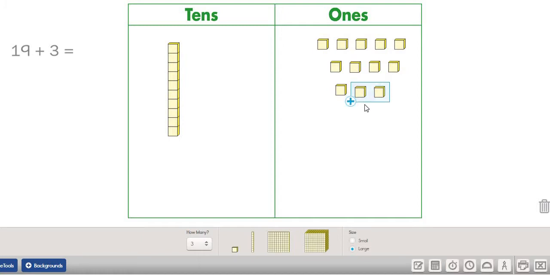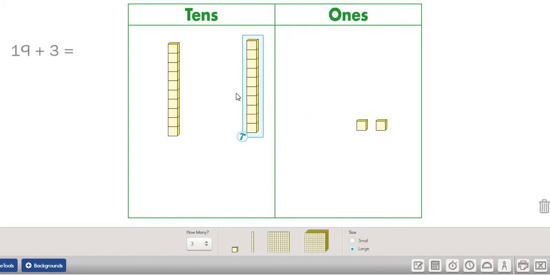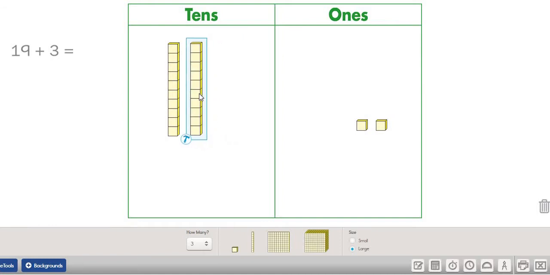Let's see how we can do that. Now, these are 10 cubes. 2, 4, 6, 8, and 10. 10 cubes. Let's regroup these 10 ones as a ten. Now we have another ten. Interesting. Instead of 1 ten, now we have 2 tens. We regroup 10 ones as a ten.